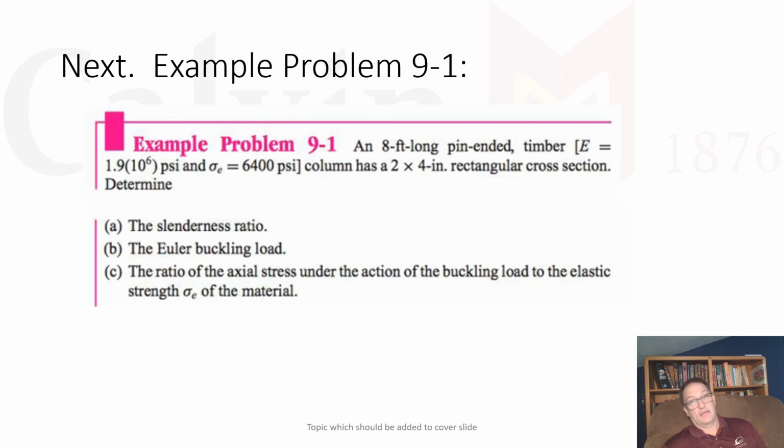What's next? Example problem 9.1, where we have an 8-foot long pinned end timber, that's how we derive these equations, which has a 2x4 cross section. Determine the slenderness ratio, the buckling load, and the ratio of the axial stress under the action of the buckling load to the elastic strength of the material. Elastic, that's an interesting word for me. I would say that's the yield. And when we get really good, we can throw in a different word and they mean the same thing. But we'll do example 9.1 next.